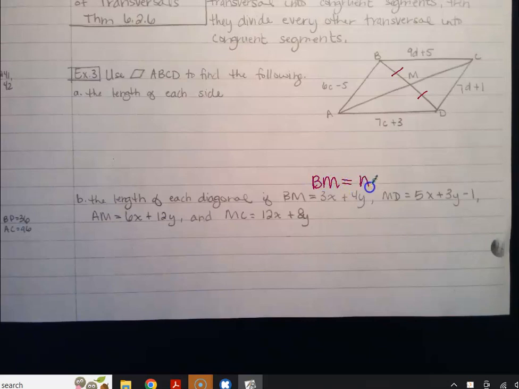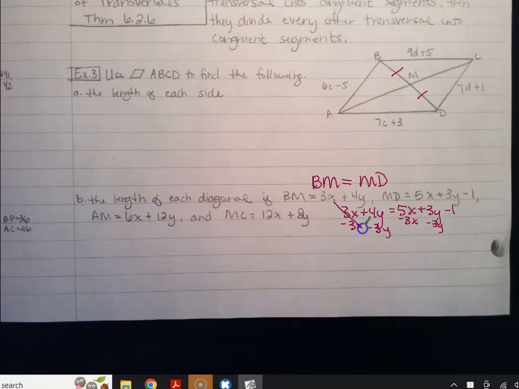Or is equal in this case. They are congruent, but their measurements are equal. So we can set these two equations equal. Okay, so 3x plus 4y equals 5x plus 3y minus 1. And we could do the same thing. Take the 3x to the other side, and the 3y to the other side. So minus 3x and then minus 3y.